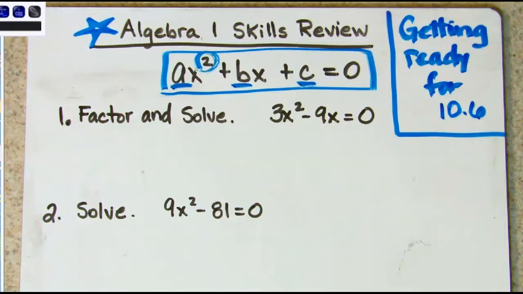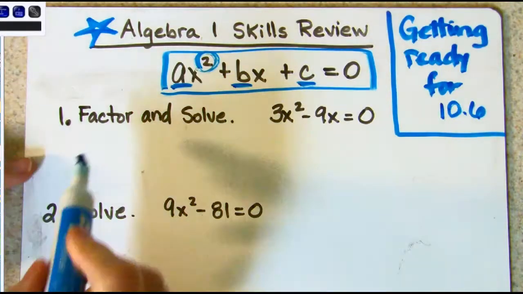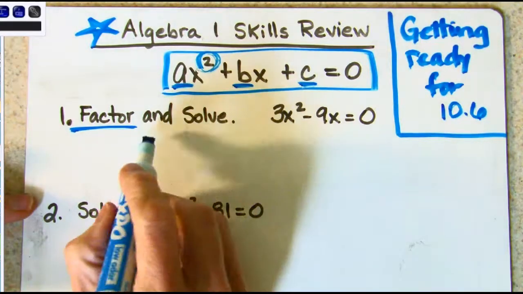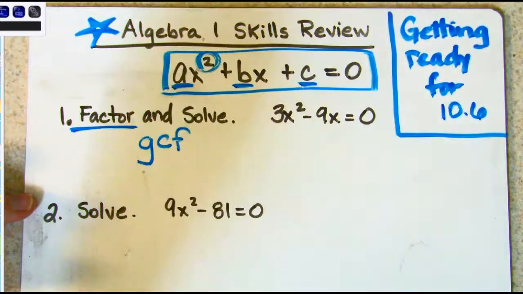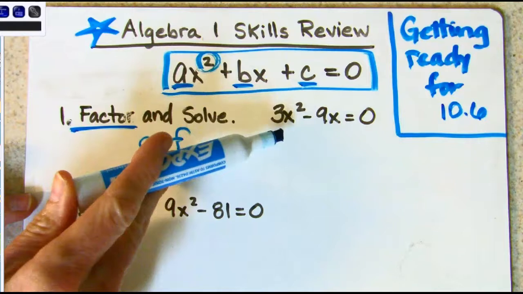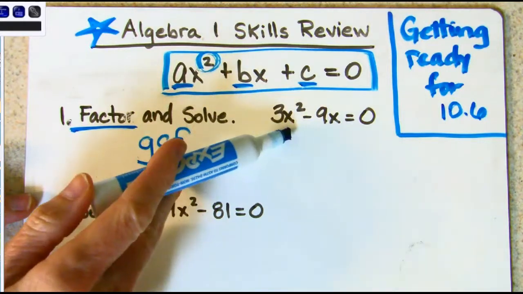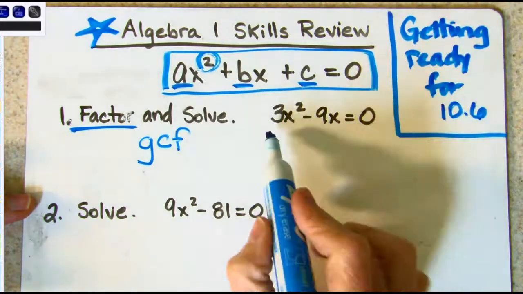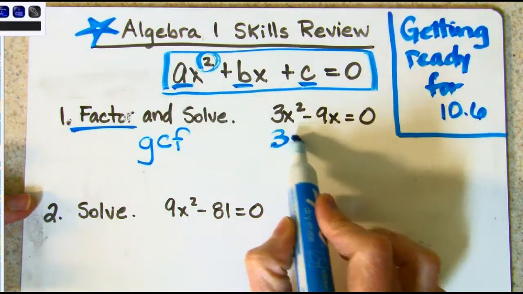So number 1, I have factor and solve this quadratic equation, 3x squared minus 9x equals 0. Now notice that it says to factor. There's many different ways to factor, but on this one I'm going to notice that it is a binomial. So anytime I recognize that it's a binomial, I'm going to look for the greatest common factor, because you can see up here there's 3 terms. This one only has 2 terms, but it's got 2 x's. So you look at each term, 3x squared and negative 9x, and you ask yourself, what do they have in common? So they both have a 3 in common, and they have an x in common.